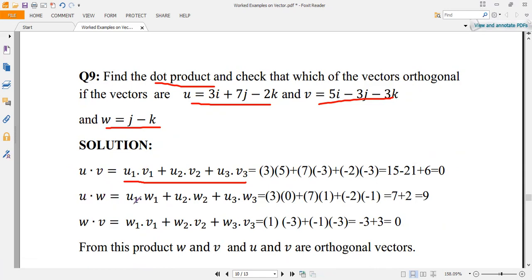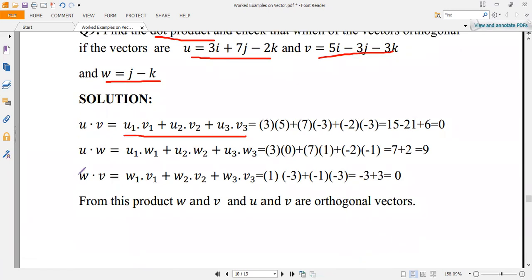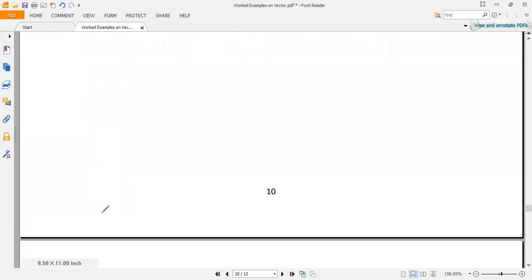U dot w is u1 times w1 plus u2 times w2 plus u3 times w3. So 3 times 0, plus 7 times 1, plus minus 2 times minus 1, which gives 9, which means that u and w are not orthogonal vectors. W dot v is w1 times v1 plus w2 times v2 plus w3 times v3, so 5 times 0, plus minus 3 times minus 1, plus minus 3 times minus 1... so minus 3 plus 3 gives 0, and it shows that w and v are orthogonal vectors. So this is how to find the dot product of two vectors.